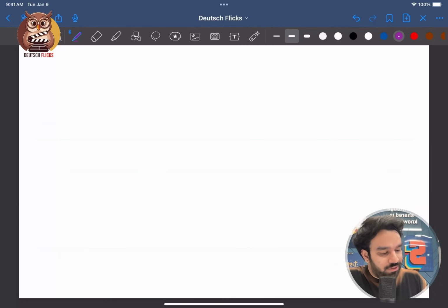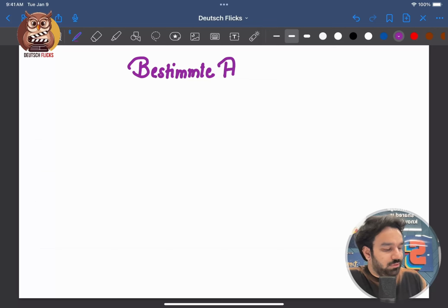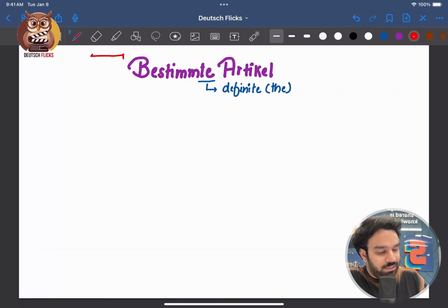First up we have bestimmte Artikel. Bestimmte Artikel means definite article, which is the in English. And when do we use the? When we are talking about something which is specific, particular, or defined.